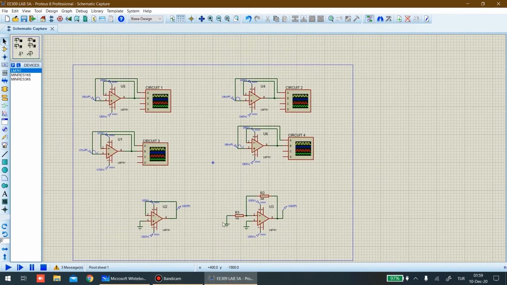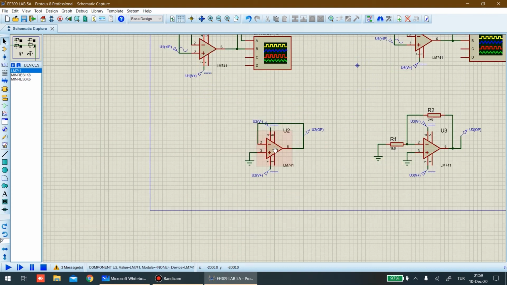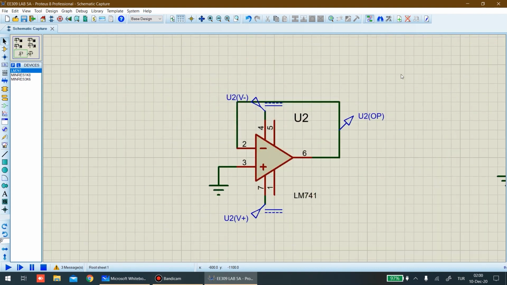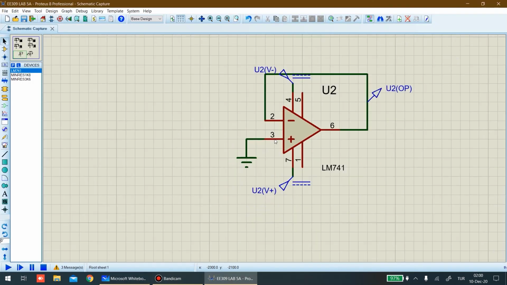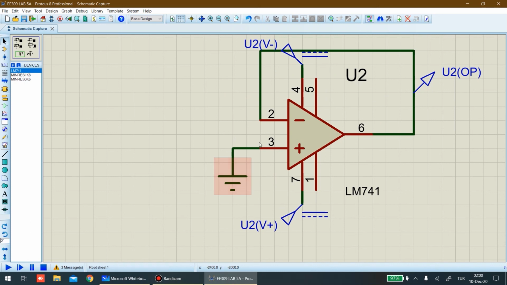So what about the offset? As we know, this is the op-amp voltage follower circuit. It follows the voltage applied from the non-inverting side. So here it is 0 volts. So we should see 0 volts at the output.